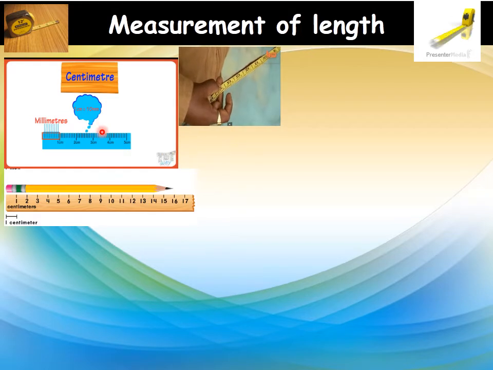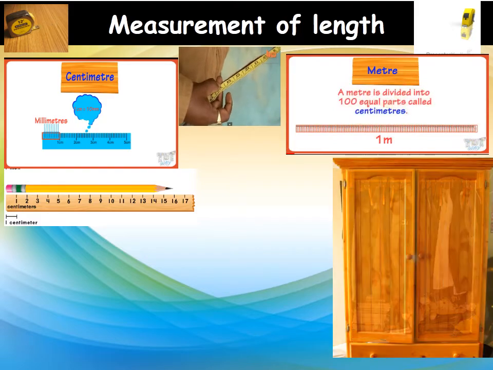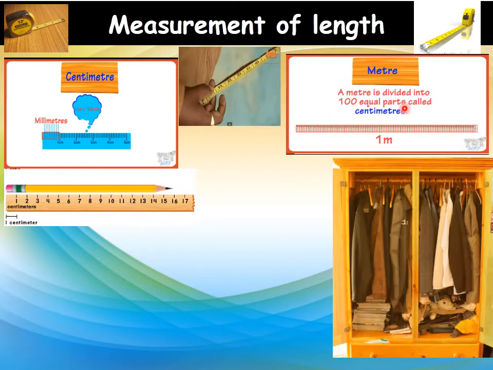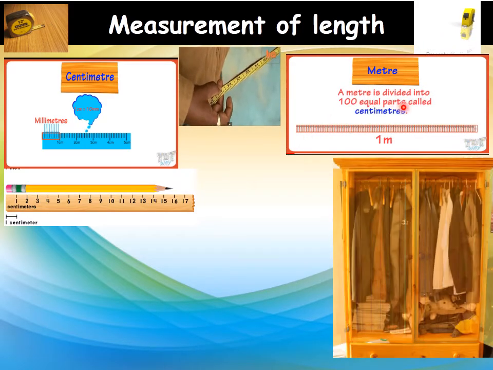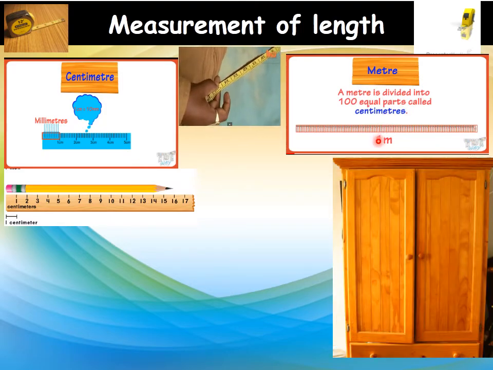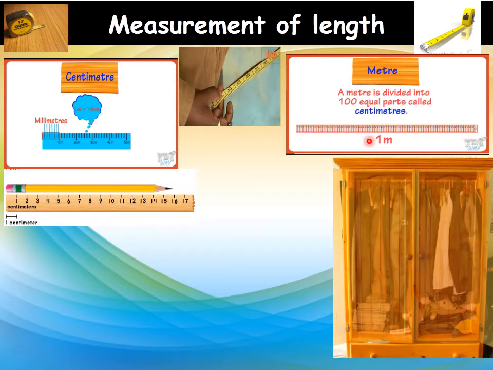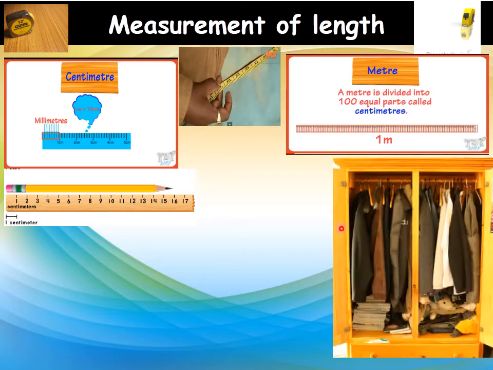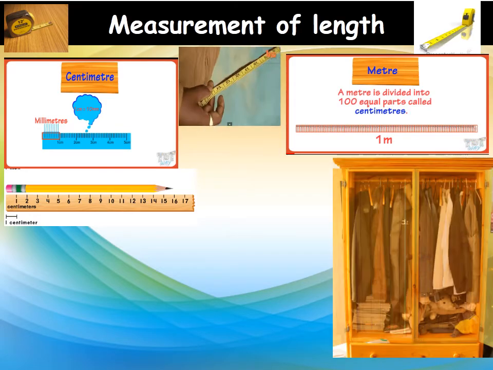The length of small things can be measured in centimeter unit. The length of this pencil is 16 centimeter. Meter. A meter is divided into 100 equal parts called centimeter. So 1 meter is equal to 100 centimeter. The length of this cupboard can be measured in meter unit.